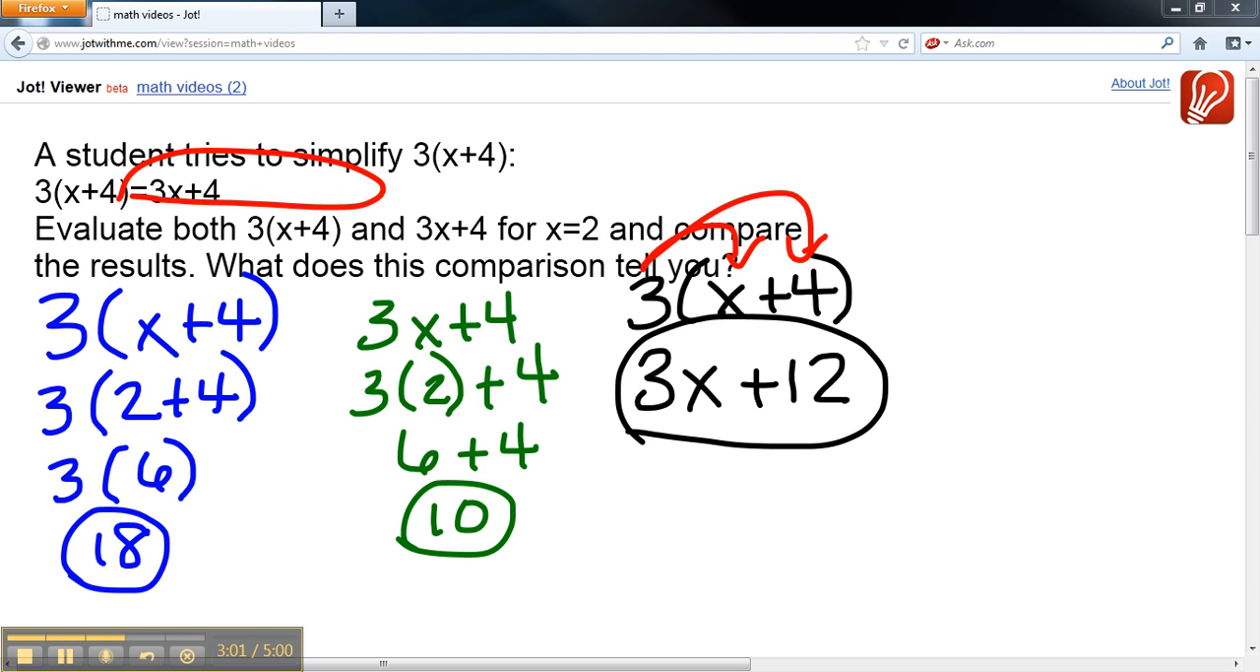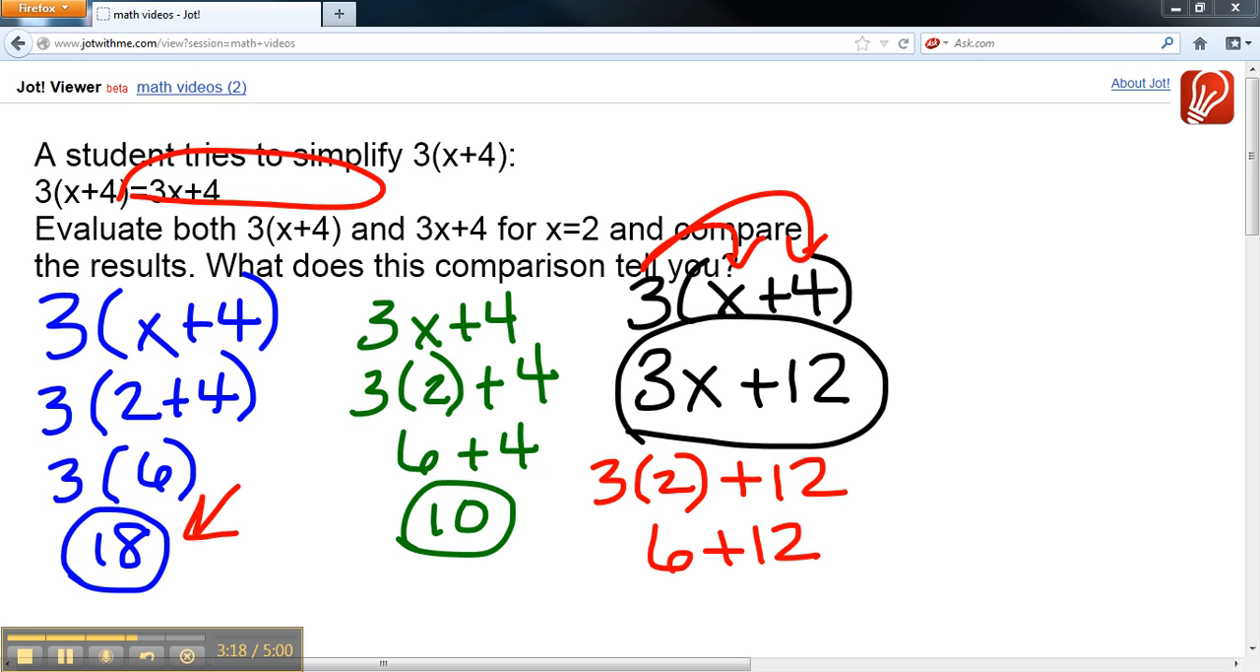And we could check it real quickly by plugging in 2 for x and seeing if we get the same thing as we got over here from the original expression. 3 times 2 is 6, plus 12, 6 plus 12 is 18. So we do get the same value, which means over here in the black ink we have simplified it correctly.